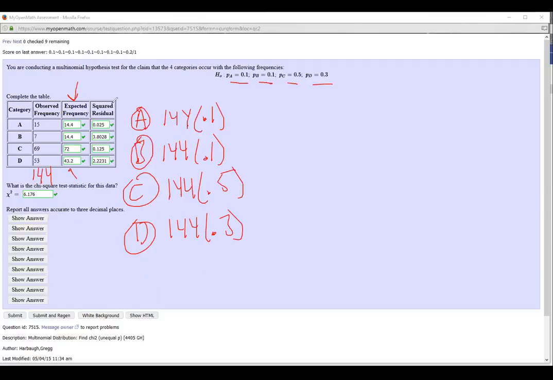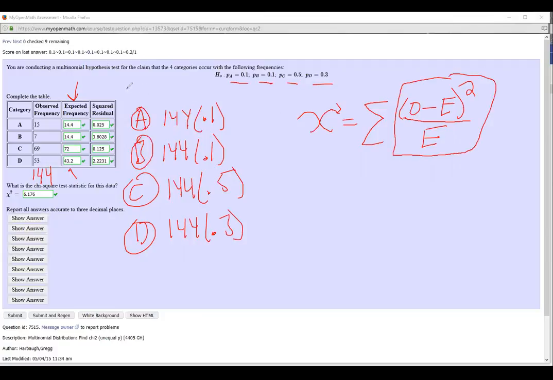Now, to get the squared residuals, what you've got to remember is the chi-square test statistic is calculated by finding the sum of the observed minus the expected values. Then you square that residual, and you divide by the expected. And this is what that last column is looking for. They call it squared residual. They're a little bit misnamed, but that's okay.